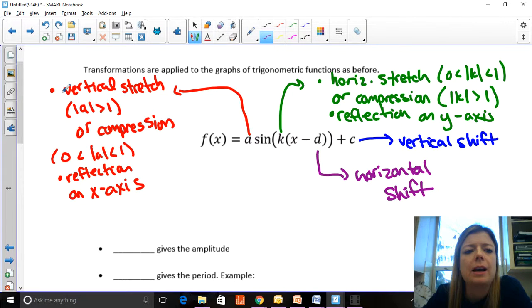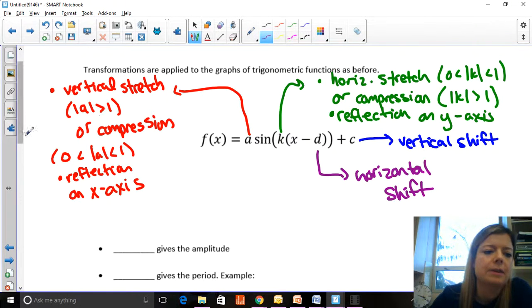A is a vertical stretch where the absolute value of A is greater than 1, or a compression where the absolute value of A is between 0 and 1, and a negative A is a reflection on the x-axis. K is a horizontal stretch if the absolute value of K is between 0 and 1, or a compression if the absolute value of K is greater than 1, and if it's negative, that's a reflection on the y-axis. C is a shift up and down, and D is a shift left or right.